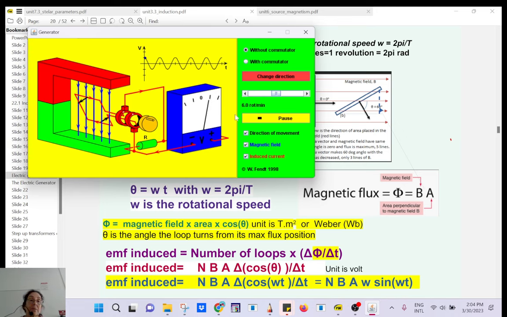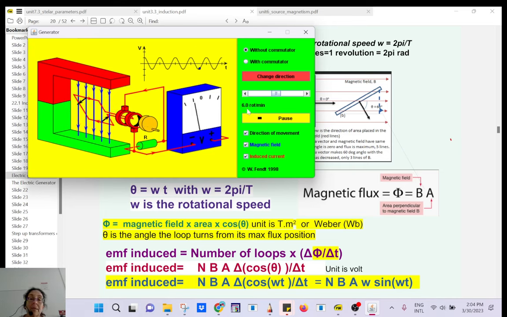What matters is that you understand that to induce a voltage, you need three things. You need a magnetic field, you need a conductor, and you need a motion. Something has to move. Either the magnetic field has to change, the area of the conductor can change, or the orientation of the conductor relative to the magnetic field has to change. That's how it's done in a power plant.